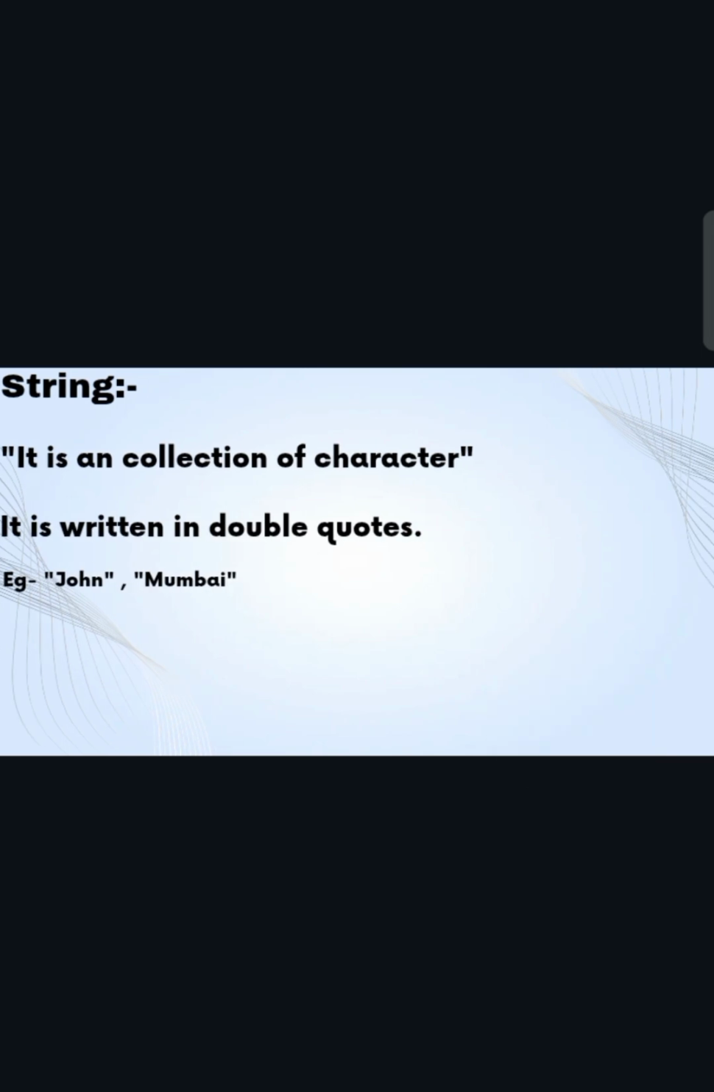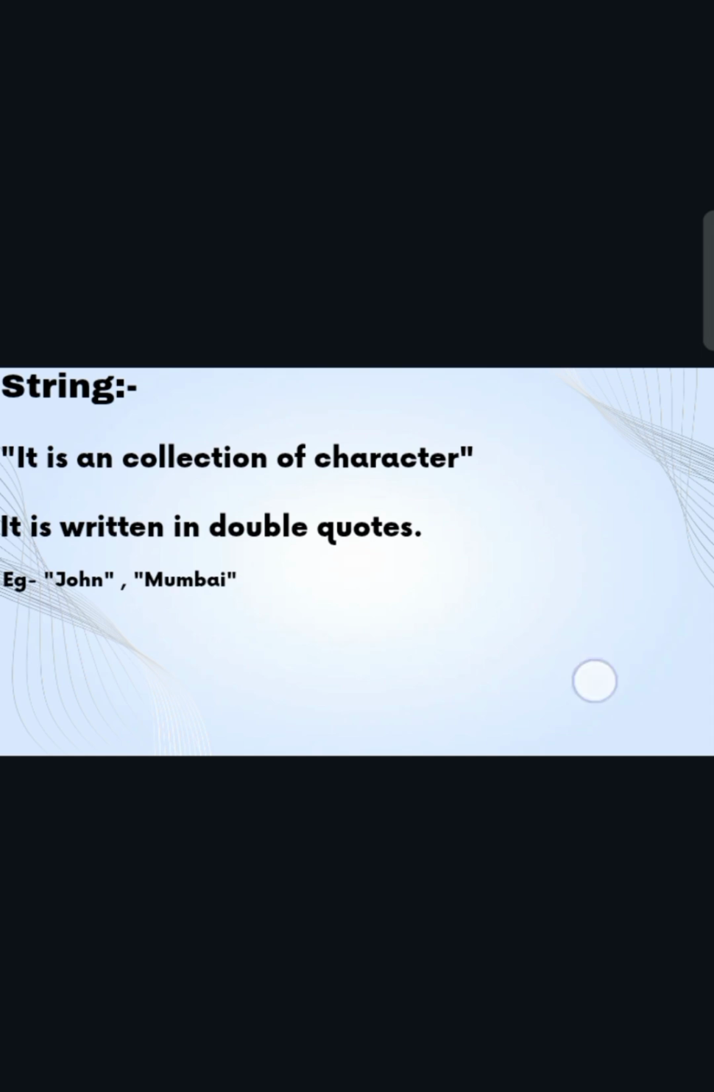Then the string. A string is a collection of characters written in double quotes, as shown here, like "John" and "Mumbai". These words written in double quotes are called a string in the C language.